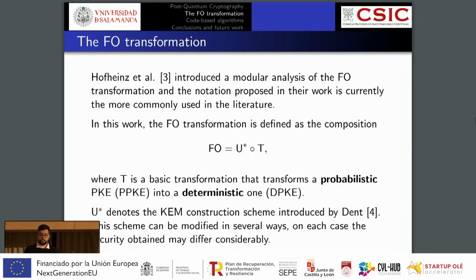The other basic transformation is the transformation U, that is written here with an asterisk because it's susceptible to several modifications, depending on the use we want to make of it, or the security we want to assume for the public encryption scheme that is underlying the transformation. So this is a key encapsulation mechanism construction introduced by Dent, but as I was saying, it might be modifiable in several ways that may transform this basic transformation into a very complex one.